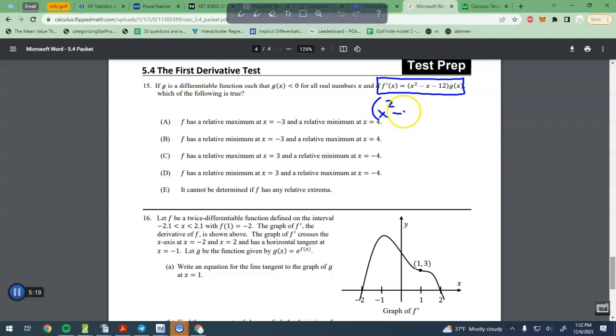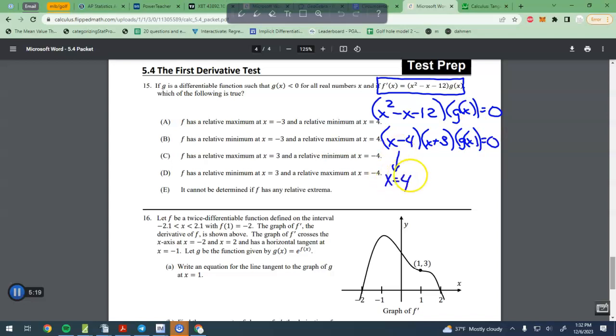So I'm going to go x squared minus x minus 12 times g of x equals 0. Well, I can factor that. So that's x minus 4, x plus 3, and then g of x. So that's just my three pieces. So if I solve this, what do I get? x equals 4. If I solve that, I get negative 3. And if I solve that, what do I get? Read through the sentence at the top.